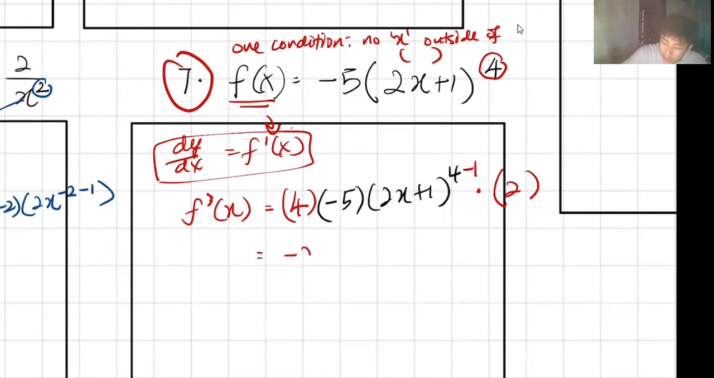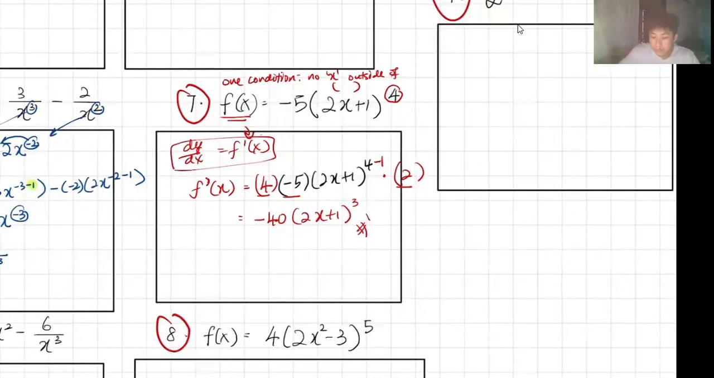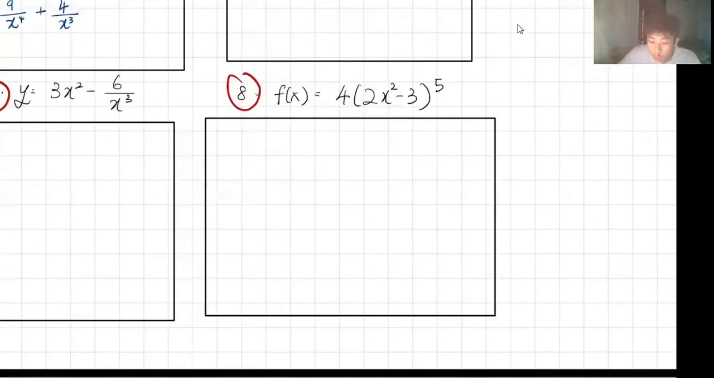So what I have is -20, or if you want to do it fast, 4 times -5 times 2. These three numbers, I can multiply them together. What I get is -40 times (2x plus 1) to the power of 4 minus 1, which is 3. This is actually a differentiation process. This is actually your answer. Okay, now we do question number 8.